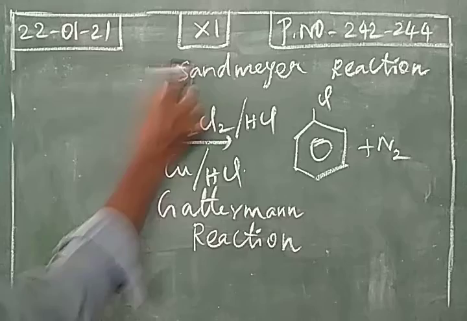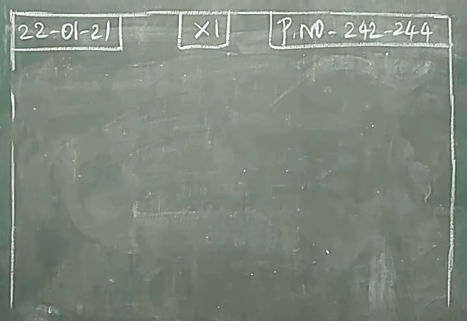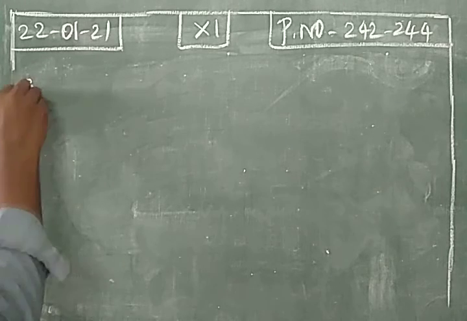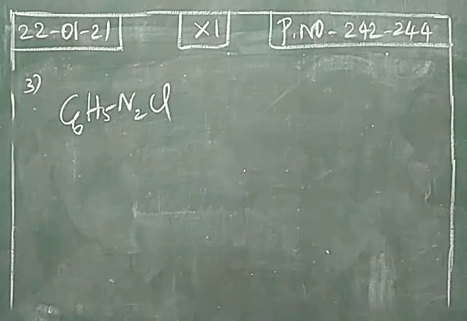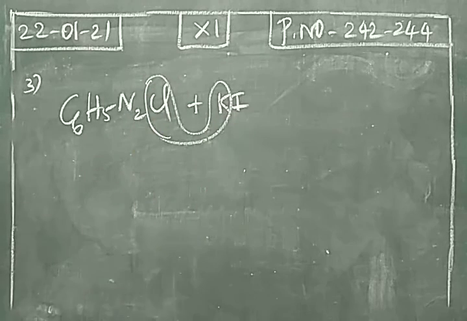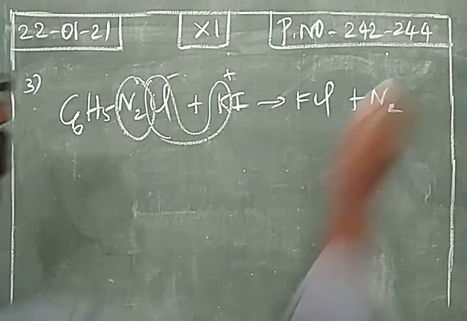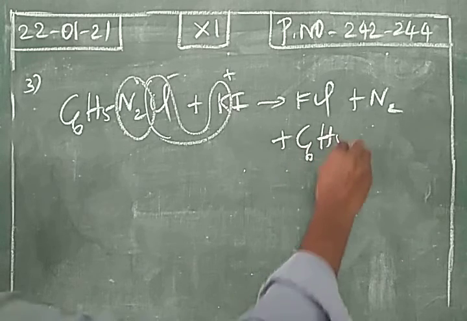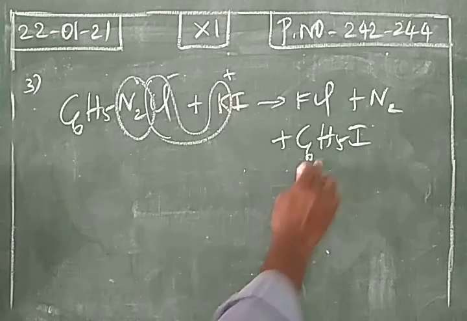Third one, preparation of iodobenzene. Iodobenzene can be prepared using benzene diazonium chloride, C6H5N2Cl. Benzene diazonium chloride is slightly heated with potassium iodide. The chloride will combine with the potassium, Cl minus K plus will leave us potassium chloride, and the diazonium ion will give us nitrogen. Remaining we will have iodobenzene, C6H5I. Iodobenzene is formed, or phenyl iodide.